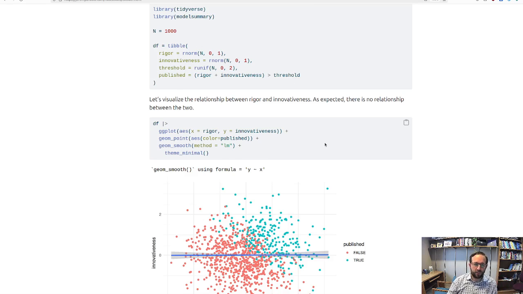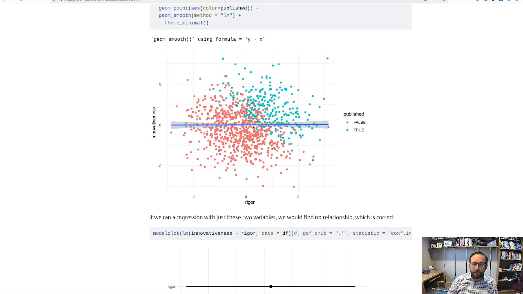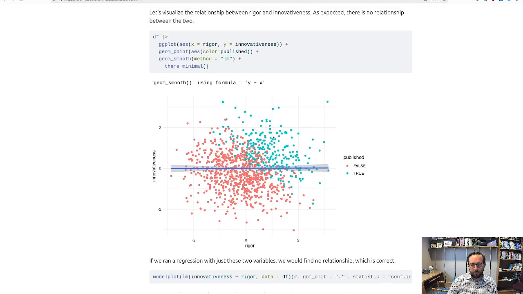So we can see what this looks like. There should be no true relationship, right? We created these variables randomly. They are not related to each other. And so that's what we see, that they're not related if we just naively try to plot them with all of both the published and unpublished data.